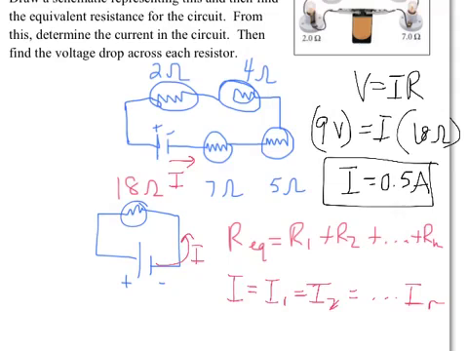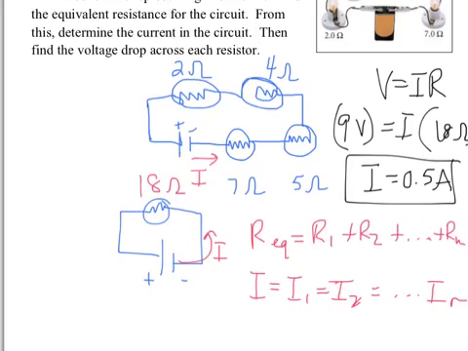The last thing we have to do, and I find this to be amazing the way it works out, is find the voltage drop across each resistor. Remember, not every bulb is getting 9 volts. The whole thing is 9 volts, but every bulb is getting a little bit of voltage.